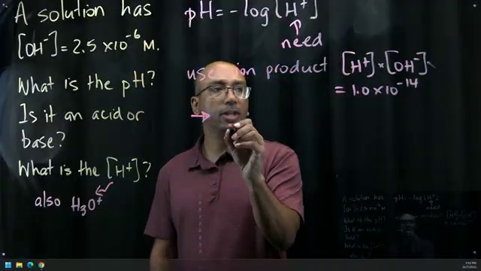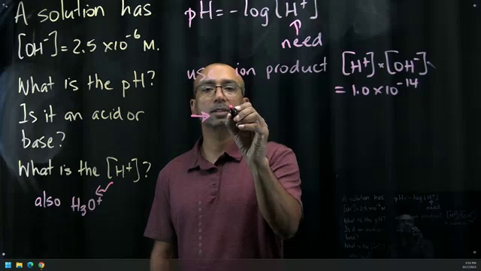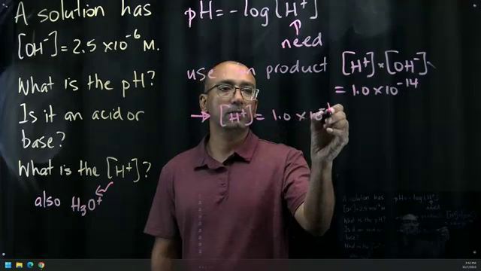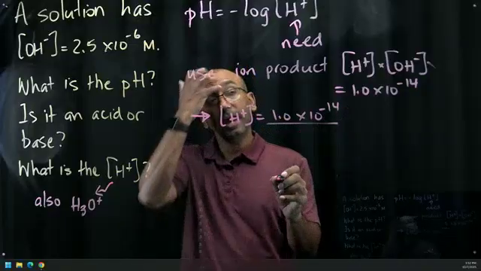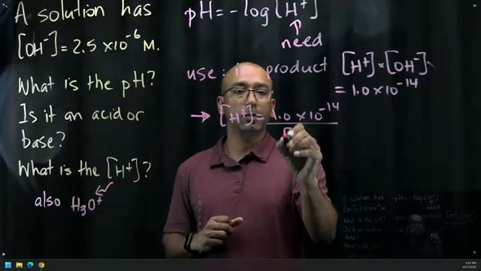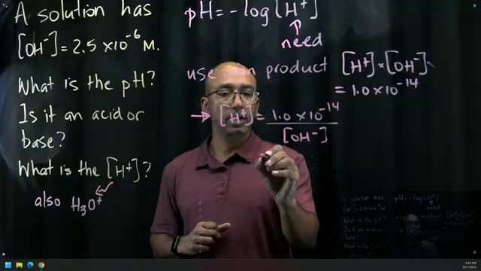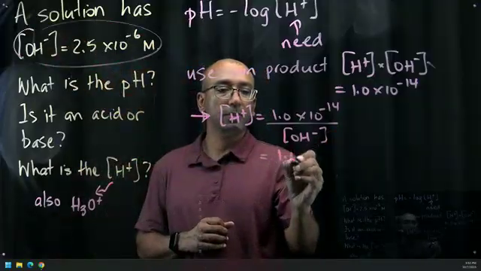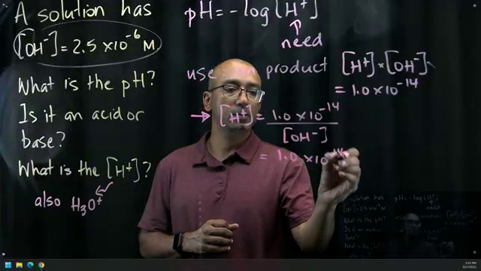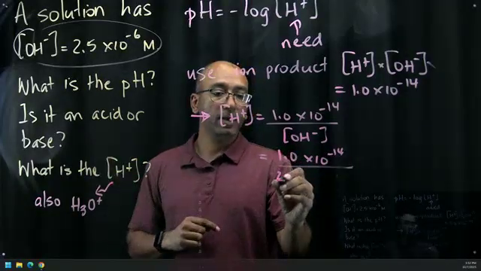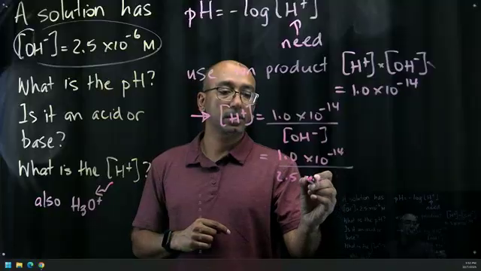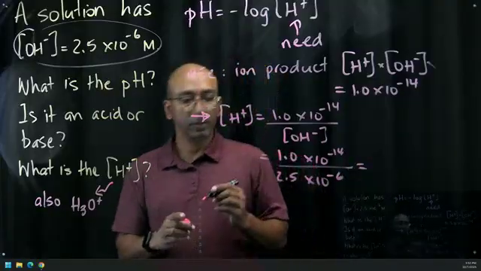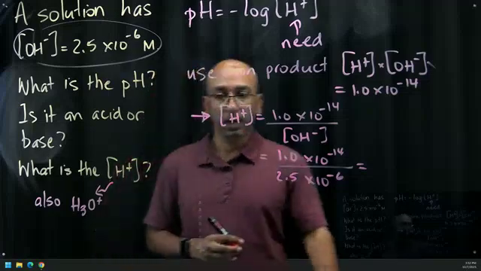So if I rearrange that equation, I can now see that the H plus is equal to 1.0 times 10 to the negative 14, and I'm going to divide that by the OH minus concentration. I know what that OH minus concentration is, it's over here. So I'm going to substitute that in: 1.0 times 10 to the minus 14 divided by 2.5 times 10 to the minus 6. And that is going to give me the concentration of H plus.